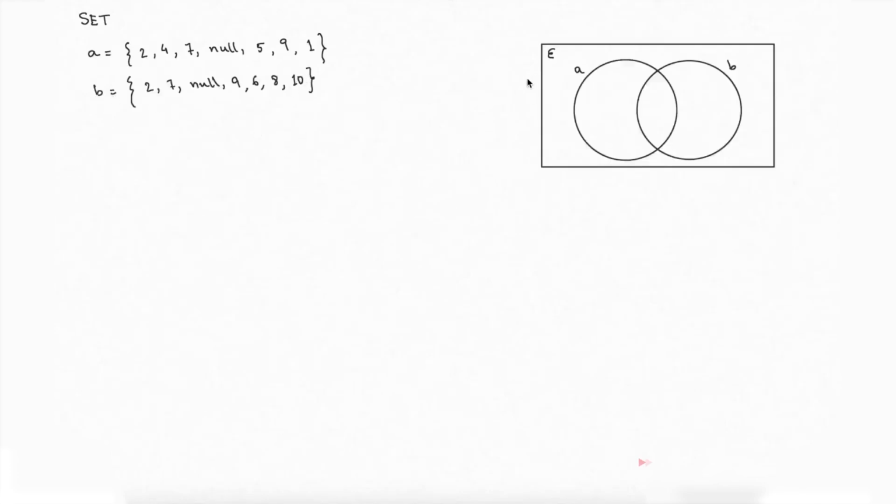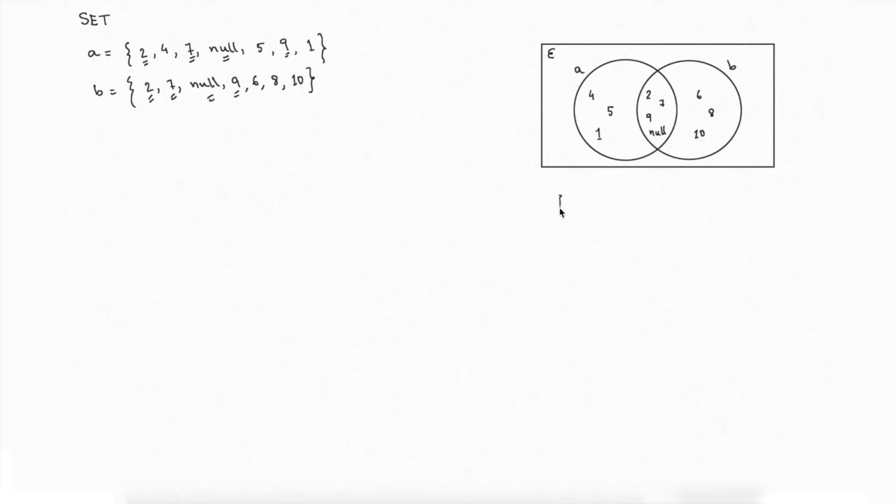Now, if we draw a Venn diagram, which I'm sure all of you have seen at one time or another, and if we look at the intersection between A and B, what would be the numbers that would be in the intersection part? Both of these sets have 2, both have 7, both have null, and both have 9. So these would be in the intersection of A and B. The ones that are left would remain in this part of A, and the ones that are left for B would be in this part.